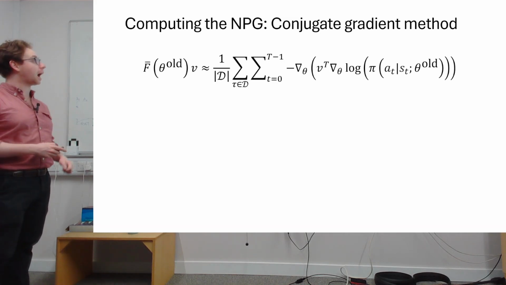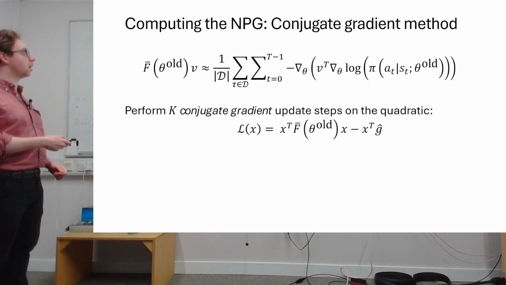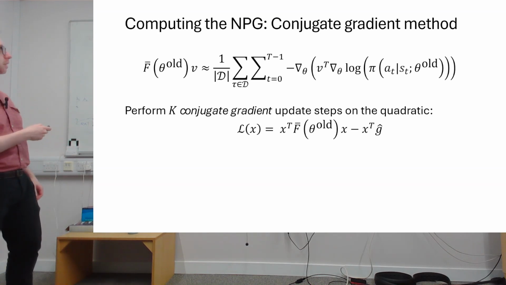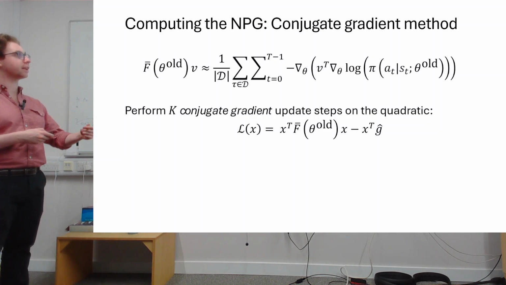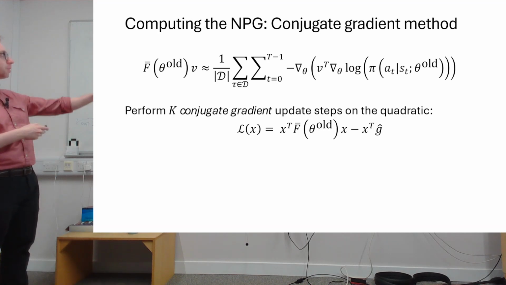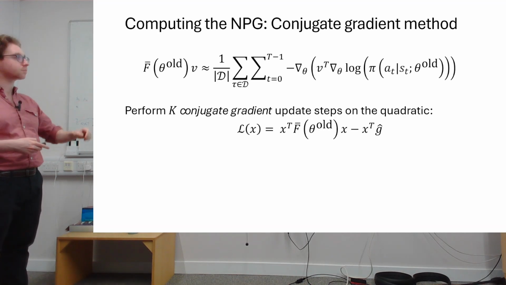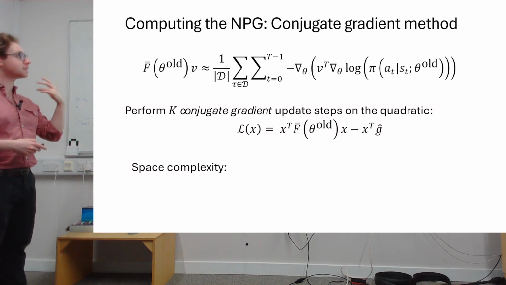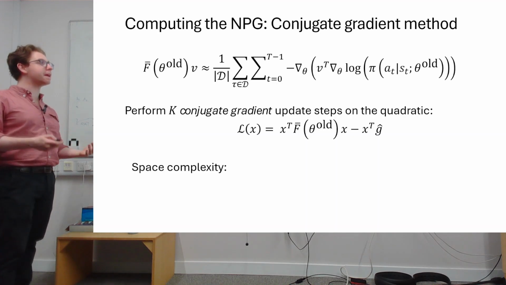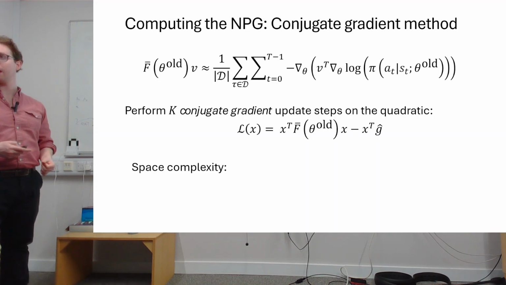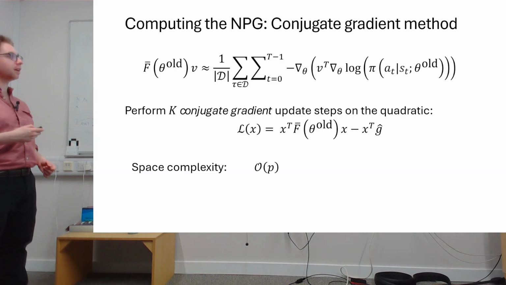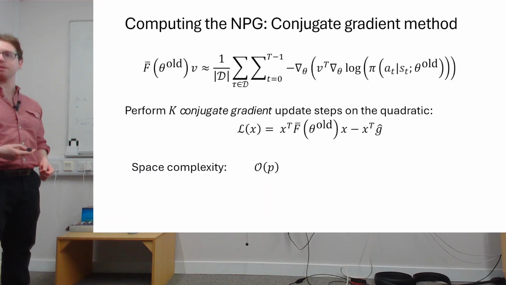All right? And then once we know how to do this, we're going to perform a fixed number, so capital K, of conjugate gradient update steps on this quadratic function here. And this only requires the ability to compute this F bar v for an arbitrary v. All right? So for the space complexity, at no point do I need to store any quantity that's bigger than the number of parameters that I have, right? So this also only has order p space complexity.